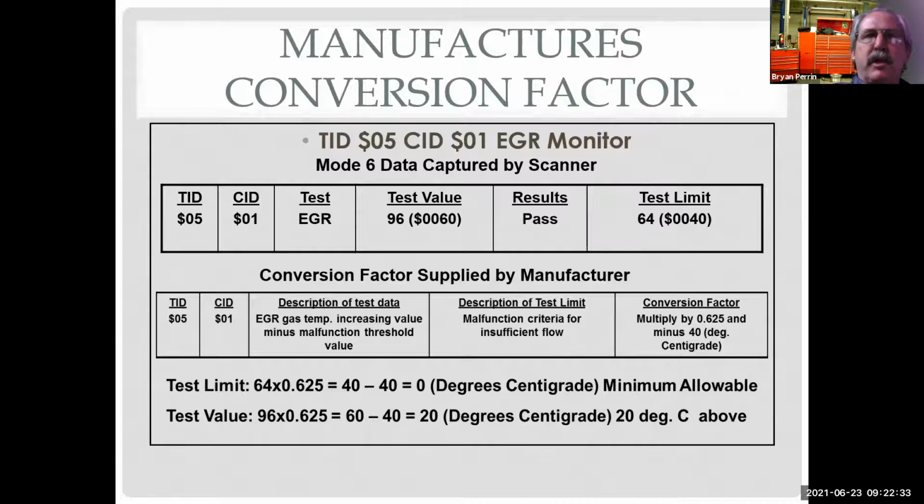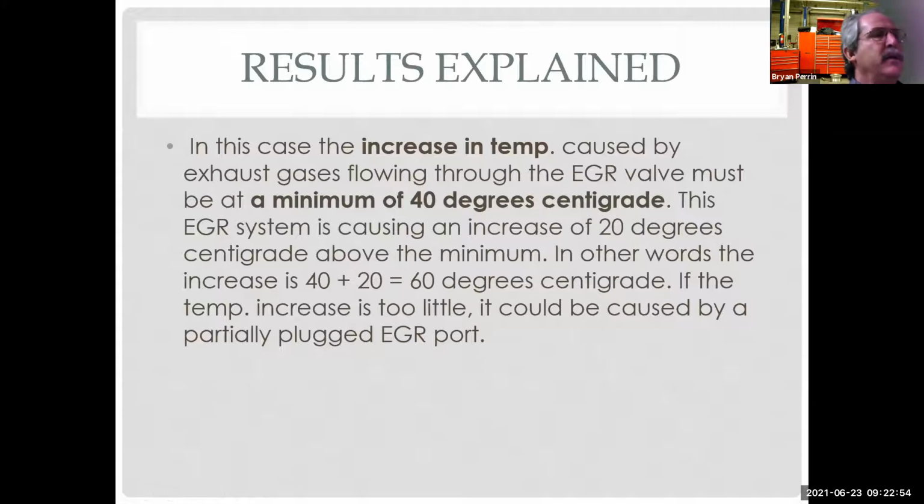And that gives the customer time to get the car into the shop and get repaired before we breach that 1.5 times FTP threshold. So the goal here is to try to get the customer in and get it repaired before it's really polluting out the tailpipe. So here's a brief explanation. In this case, the increase in temperature caused by the exhaust gases flowing through the EGR valve must be a minimum of 40 degrees centigrade. This EGR system is causing an increase of 20 degrees centigrade above the minimum. In other words, the increase is 40 plus 20 or 60 degrees centigrade.